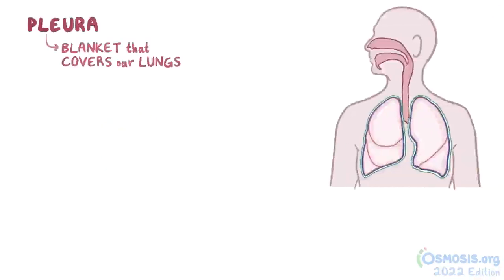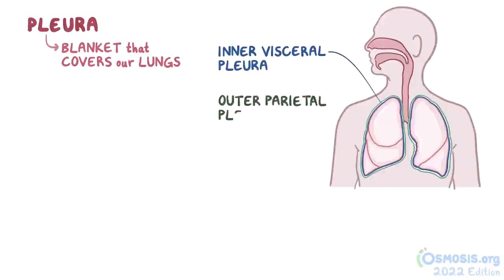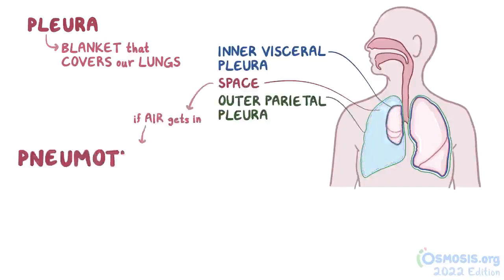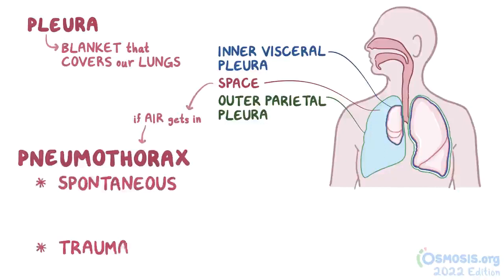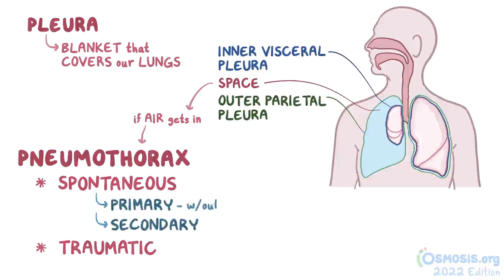The pleura is the blanket that covers our lungs, and it's made of two layers: the inner visceral pleura and the outer parietal pleura. In between those two layers is a space. If air gets in that space, it's called a pneumothorax. Pneumothoraces can be classified into two broad categories: spontaneous or traumatic. Spontaneous pneumothorax is further subclassified into primary and secondary. A primary spontaneous pneumothorax occurs without a triggering event in an otherwise normal lung.